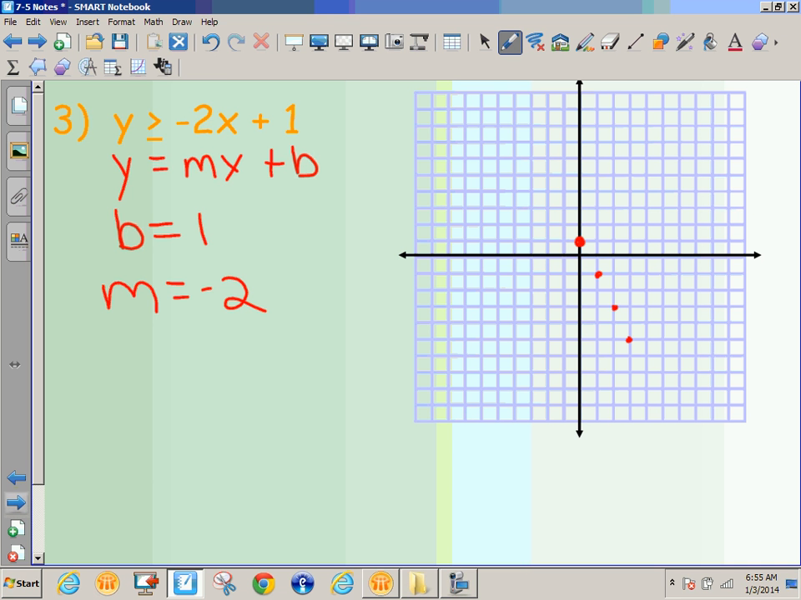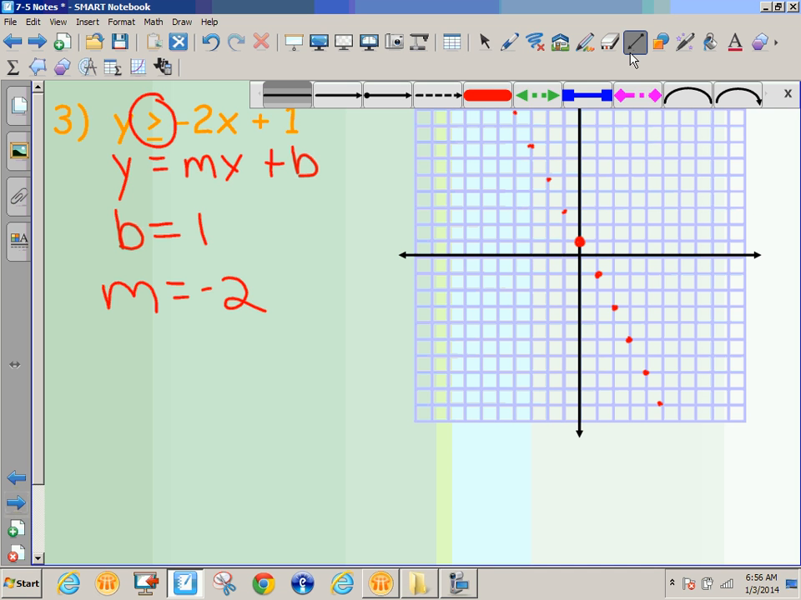I know right away that my line is going to be going down because it's a negative slope. From here, I go up 2 and then back 1, and repeat that process. It makes it a little easier to graph when you have more points. The first thing we have to determine is, do I have a solid line or do I have a broken line? Well, it's greater than or equal to, so equal to means solid. So I'm going to use a solid line, use your straight edge, put arrows at either end.